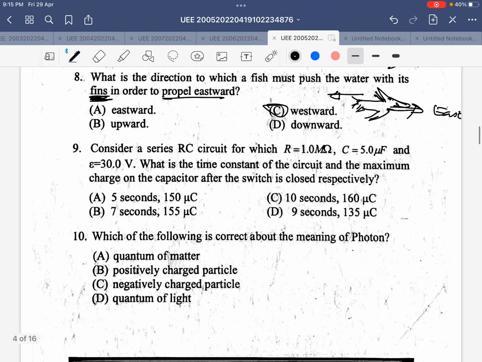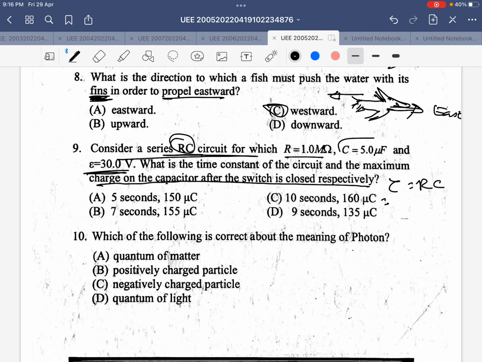Let's see question number 9. Consider a series RC circuit, resistor and capacitor circuit, for which resistance is 1 mega ohm, capacitance is 5 microfarad, and EMF is 30 volts. What is the time constant of the circuit and the maximum charge on the capacitor after the switch is closed, respectively? The time constant of the circuit is the product of resistance and capacitance.